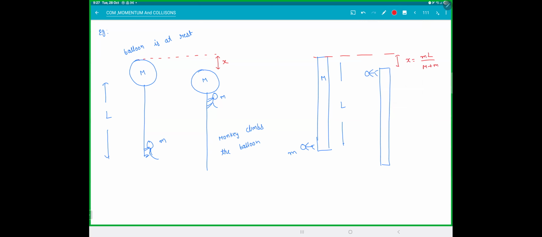Are you getting the thing? So they're one and the exactly same problem. You just change the terminology. Instead of plank, you say balloon. Instead of man, you say monkey. So the answer will remain same. Clear with this? So they'll ask this question, people will think this is something new. So you should know it is the same thing.